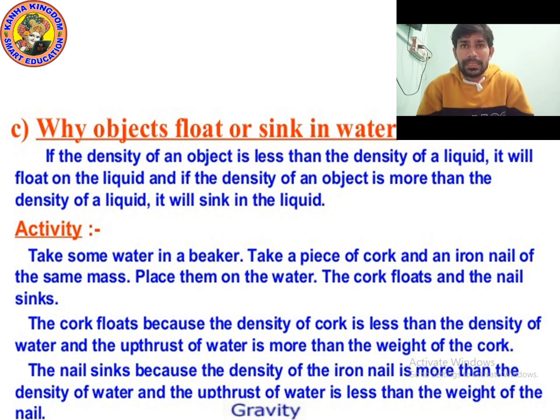Then what will happen? Take some water in a beaker, put a piece of cork and an iron nail of the same mass, and place them on the water. The cork will float and the nail will sink. How is that possible? The cork floats because its density is less than the density of water, and the upthrust force of the water, which is called buoyant force, is more than the weight of the cork. The nail sinks because the density of the iron nail is more than the density of water, and the upthrust of the water is less than the weight of the nail.